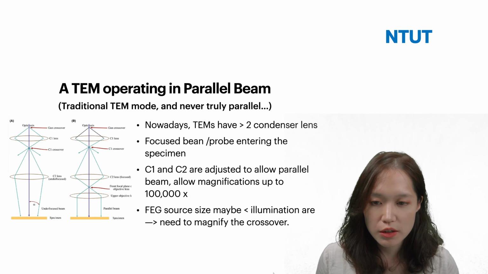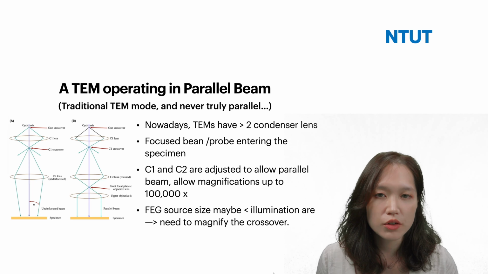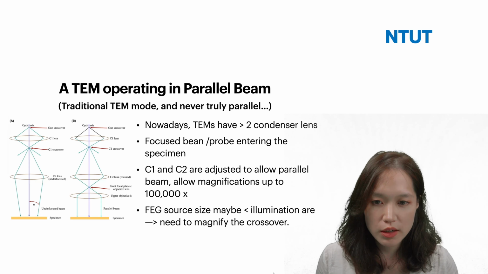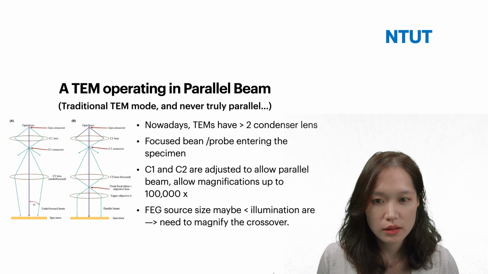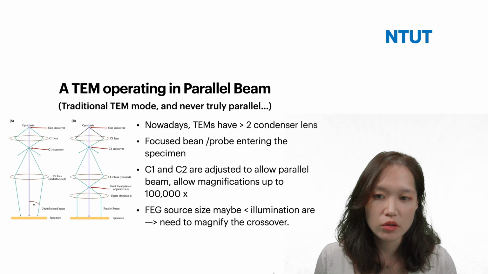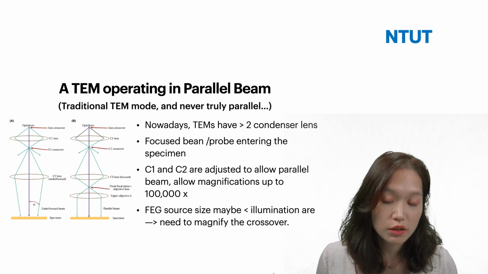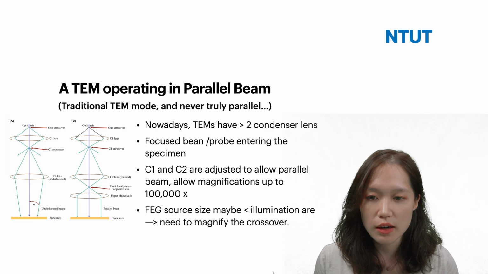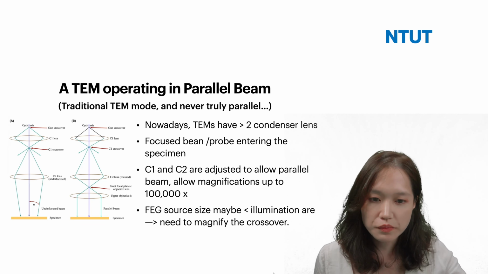Of course, because we are now in such high resolution and such a high vacuum state, we normally use the FEG gun source, the one without heat. So the illumination has to be much smaller, and we need to magnify the crossovers. The crossover is where the beam crosses over. Quite self-explanatory, but that is very important when we're dealing with optics.